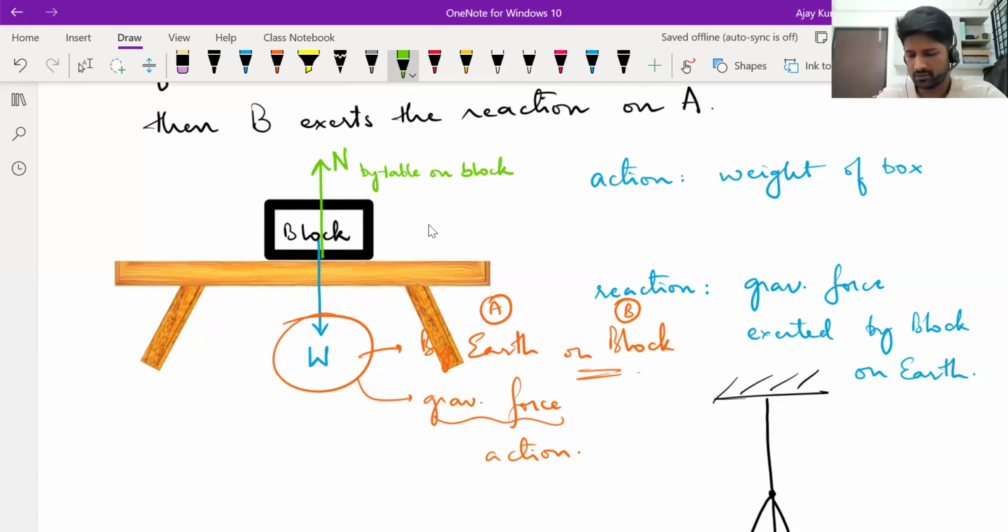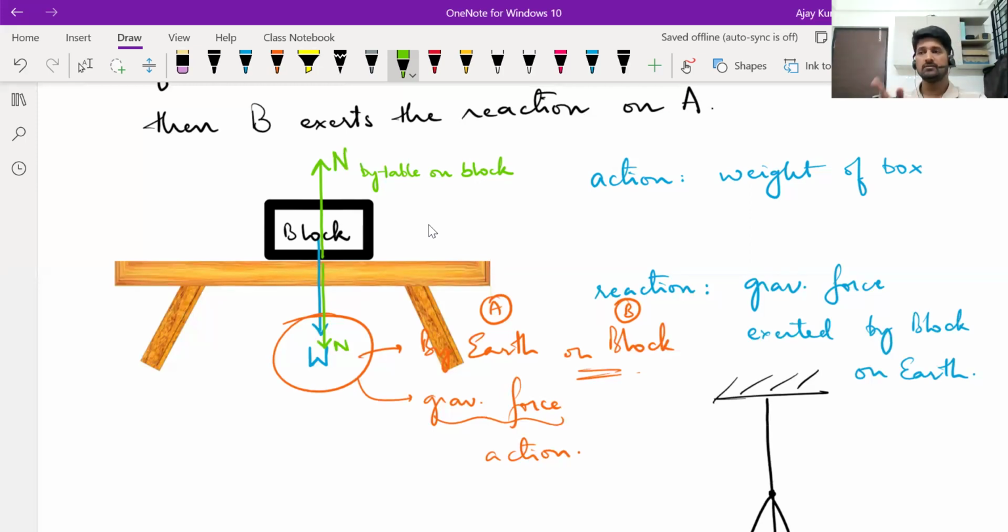Okay, it's a force. It should have a reaction. One of you tell me what is the reaction force to this? Sir, the block exerts normal force on the table. Correct. The block presses the table downwards. That is the reaction to it. So if the table exerts normal force on the block, the block will also exert normal force on the table. Those are the action-reaction.